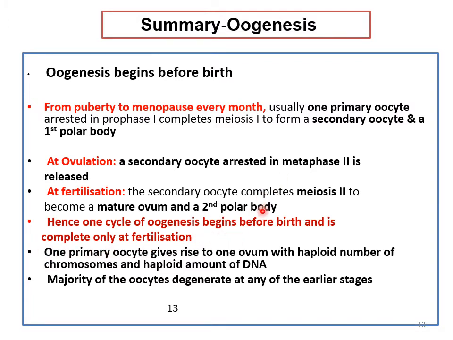The two polar bodies usually degenerate. Sometimes one continues to divide, you might get three also, but they degenerate. And one primary oocyte finally gives rise to one ovum with the haploid number of chromosomes and haploid amount of DNA, and the majority will degenerate at any of the earlier stages.